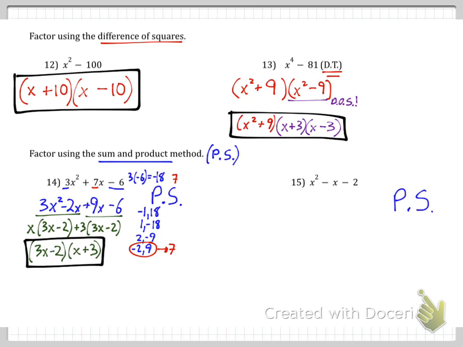For number 15, let's use product sum again. 1 is the coefficient as the a term. It's the coefficient of the x squared term. And negative 1 is the coefficient of the linear term. In other words, that's b. So 1 times negative 2 is negative 2. That's our product. The sum is actually negative 1. And the two numbers that multiply to get you negative 2 and add to get you negative 1 are negative 2 and 1. That's how we're going to split up negative x then.